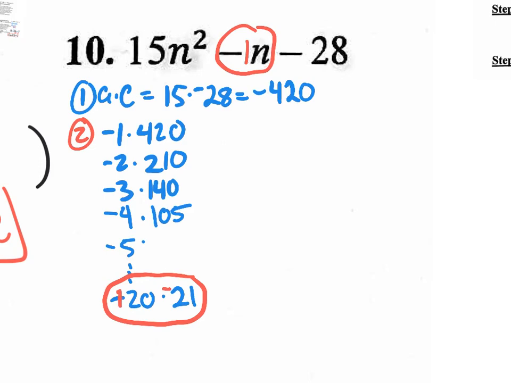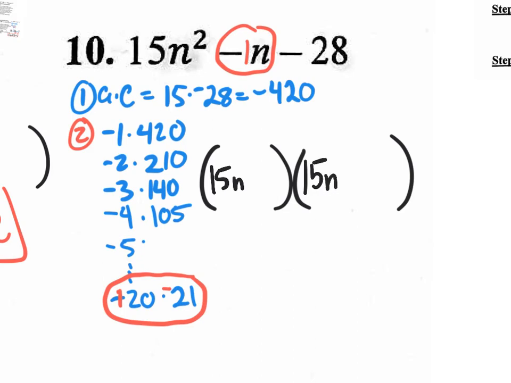Now, the answer format that we want is this number, 15n squared, but without the square. So it's just 15n and 15n. And the positive 20 goes right here, and the negative 21 goes right here. That's our answer. All we have to do is reduce the binomials.